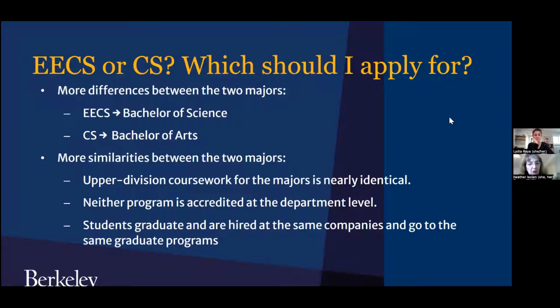There are more similarities between the two majors. As I said before, the upper division coursework for the majors can be nearly identical, although if you're interested in the electrical engineering side, you also have even more of that option with EECS. At this point, neither program is accredited at the department level. The university itself is accredited. Students graduate and are hired at the same companies for computer science. If you do EE related work, then of course you go to somewhat different companies. And they go to the same graduate programs.